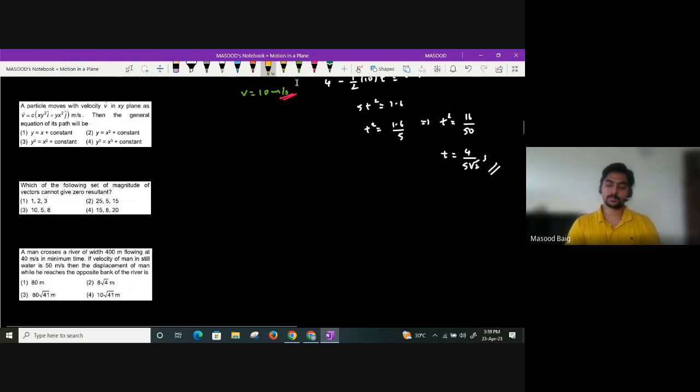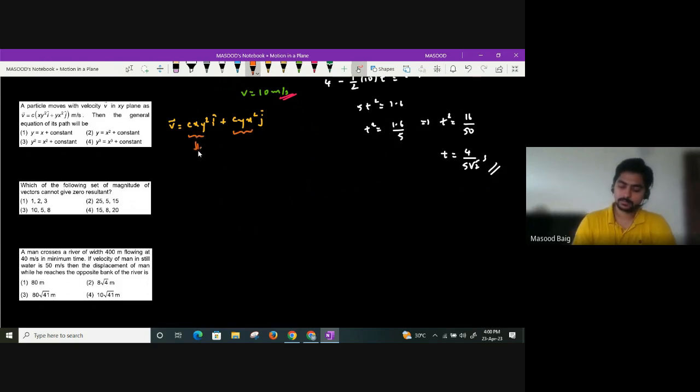Right. They have given that a particle moves with velocity in the xy plane. The general equation of its path they are asking. What would be the equation of path they are asking? V bar will be c x y square i cap plus c y x square j cap. The general equation of its path they are asking, guys. So can I write this as dx by dt? Can I write this as dy by dt? It is the x component of velocity, no? This can I write as dy by dt?